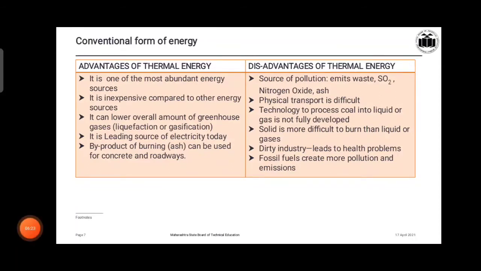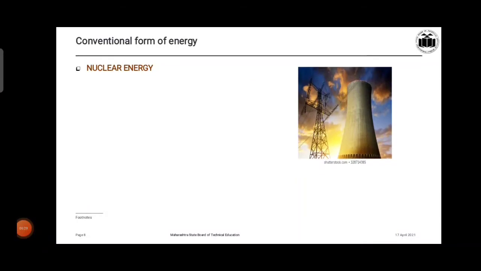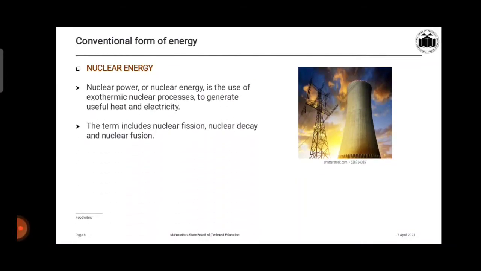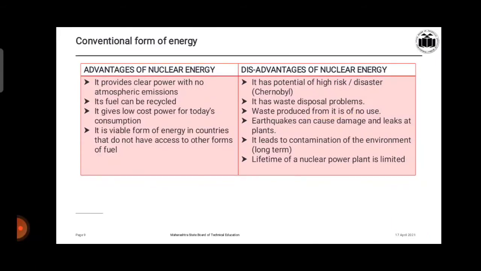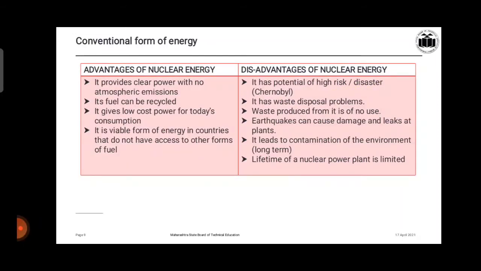Now we will see our next point, that is nuclear energy. Nuclear power or nuclear energy is the use of exothermic nuclear processes to generate useful heat and electricity. The term includes nuclear fission, fusion and decay. All these terms are present here.